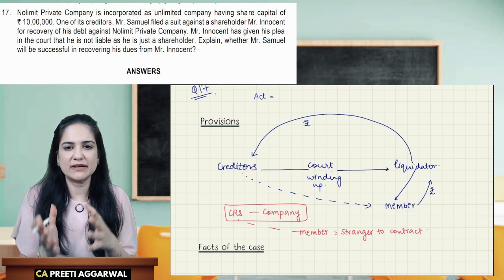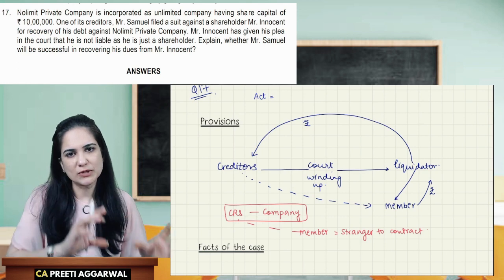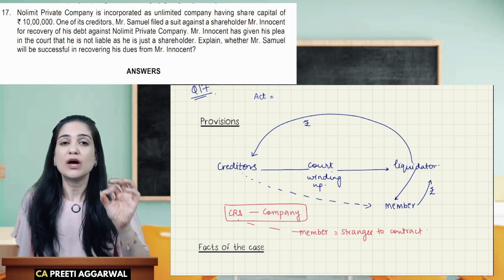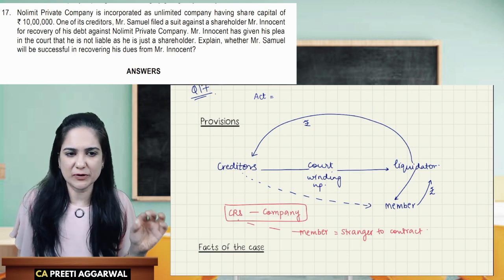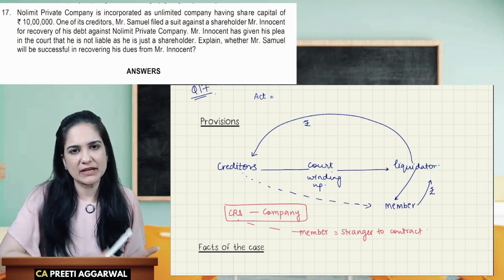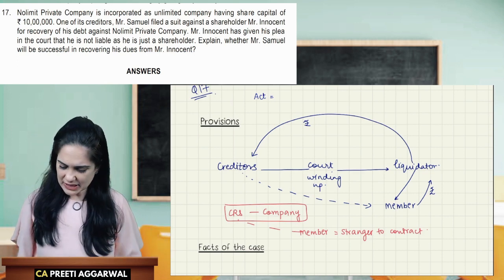The liquidator will then recover money from the members, and once the members pay money, the liquidator will then pay it to the creditors. Creditors cannot sue the members directly because there is no privity of contract between the creditors and the shareholder. Creditors have a contract with the company, so they will file a case for taking action against the company. All right, so in this case, let's go through the answer.